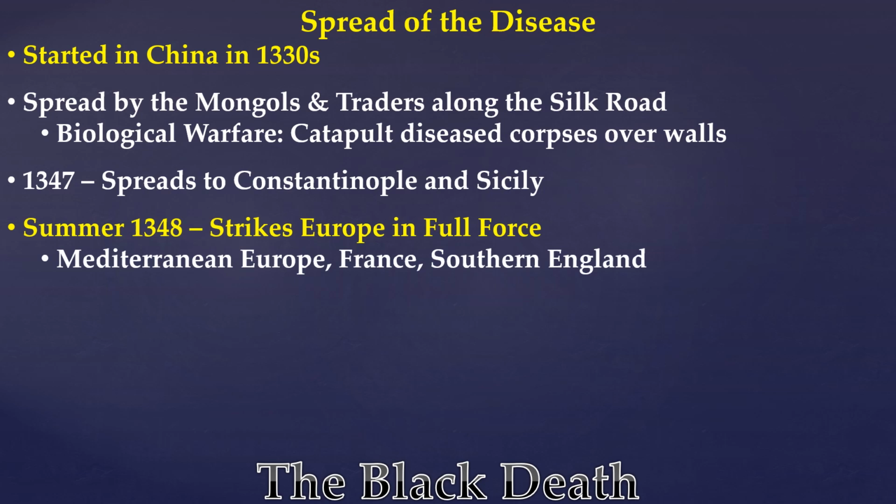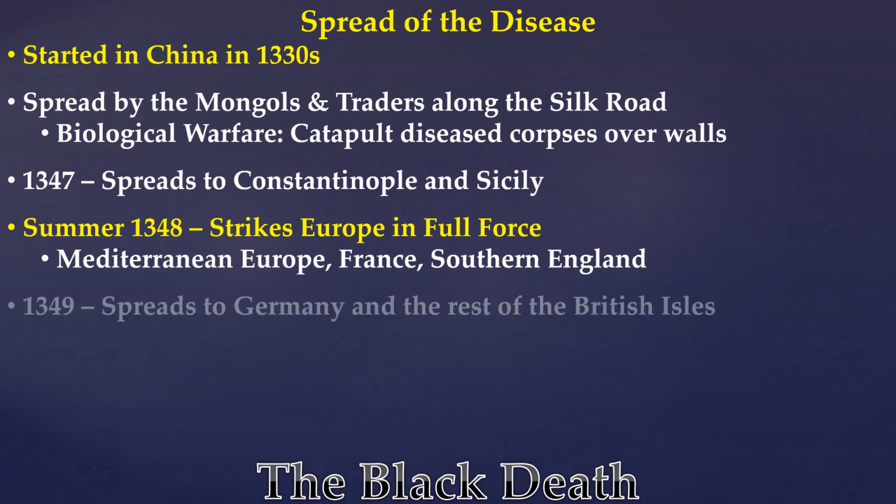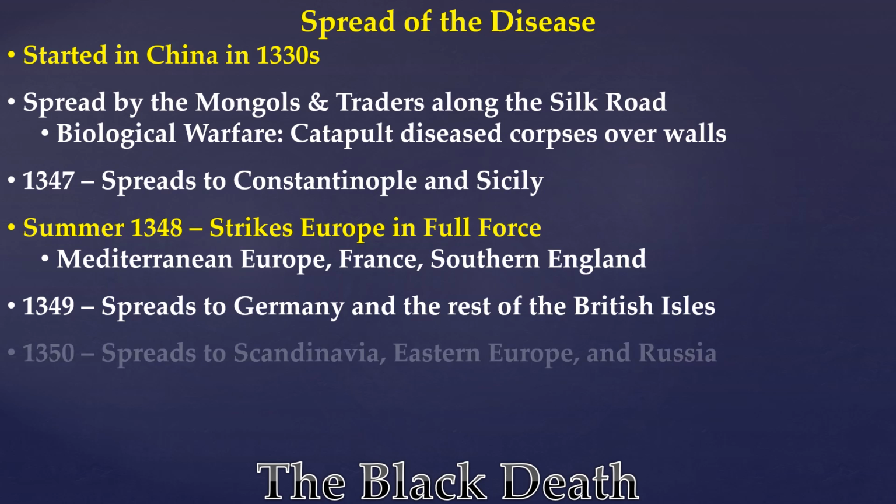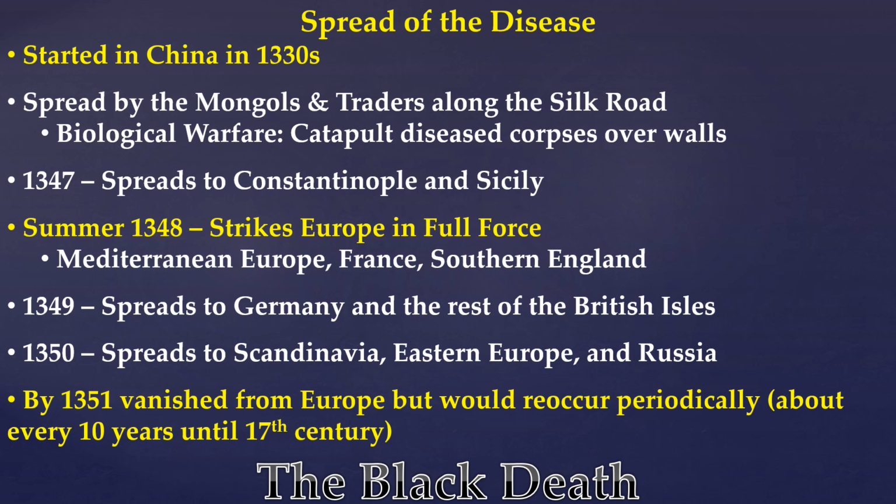By the time we get to the summer of 1348, the disease strikes Europe in full force. Mediterranean Europe, France, spreads into southern England. By 1349, it begins to spread eastward to Germany and the rest of the British Isles. By 1350, spreading to Scandinavia, Eastern Europe, and Russia. By 1351, it's going to vanish from Europe, but it's going to reoccur periodically about every 10 years until the 17th century. The Black Death becomes a disease of children.